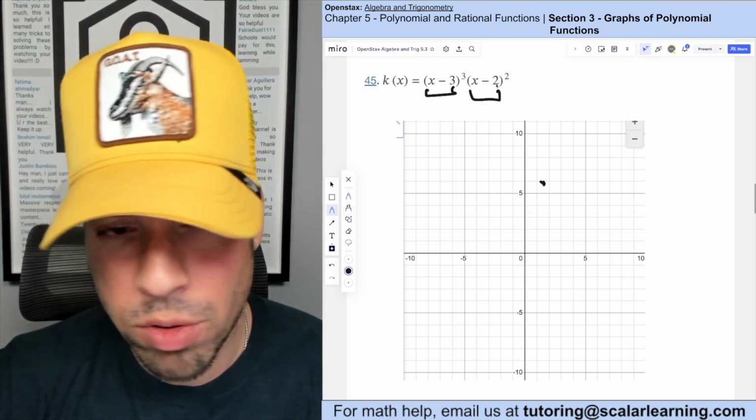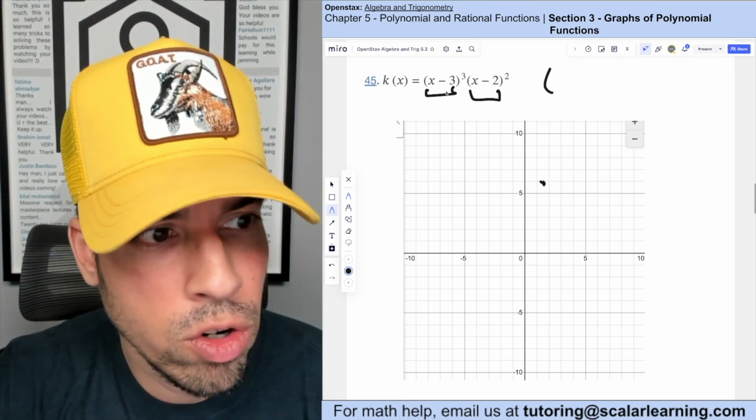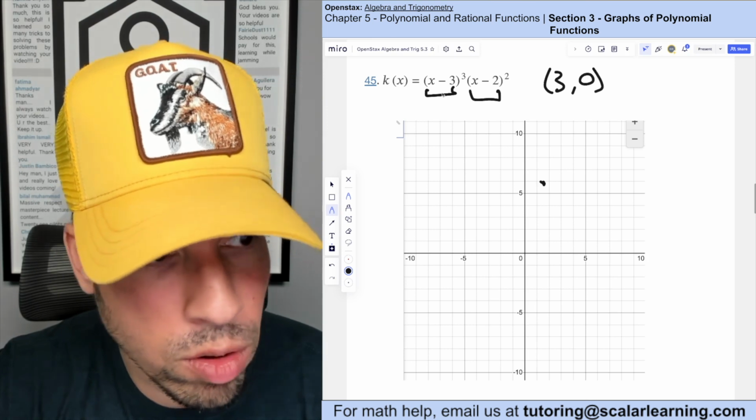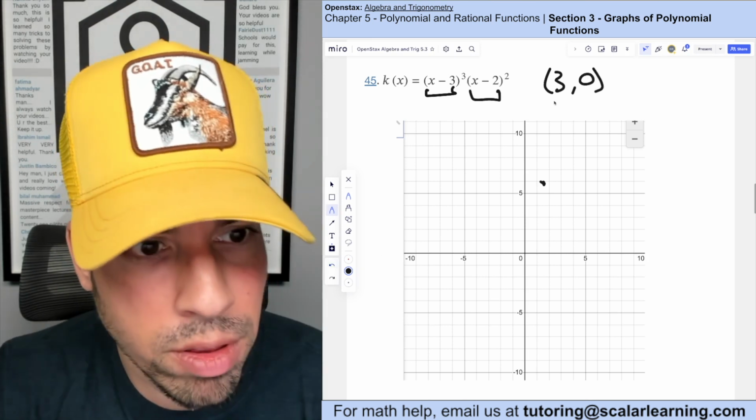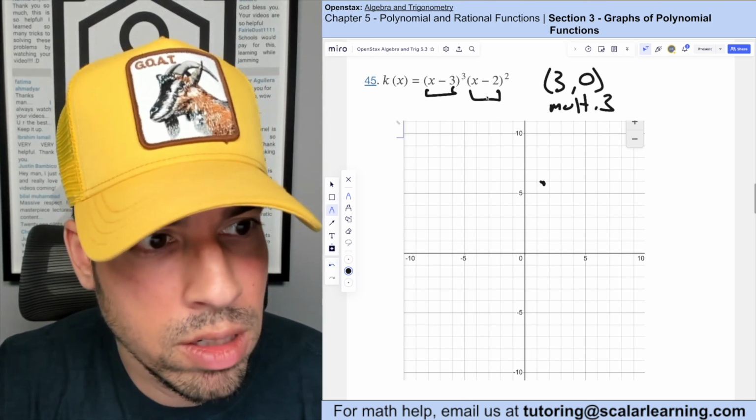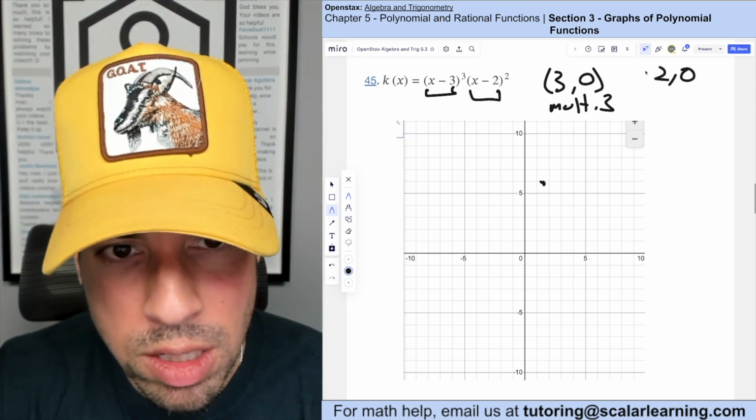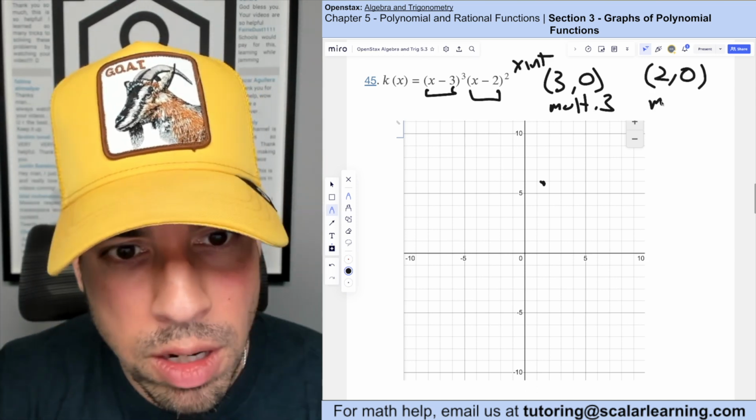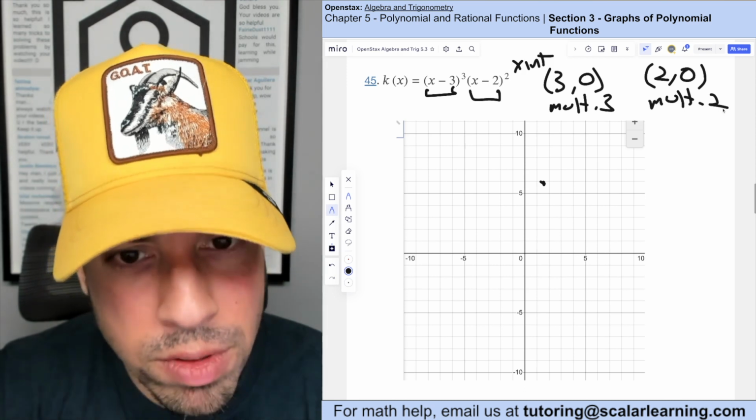For this one, let's start by finding the zeros, aka the x-intercepts. So it's where we're going to zero these values out. So it's going to occur at 3, 0. And again, it's going to have a multiplicity of 3. And this one is going to be at 2, 0. That's again our x-intercepts. And this one has a multiplicity of 2.